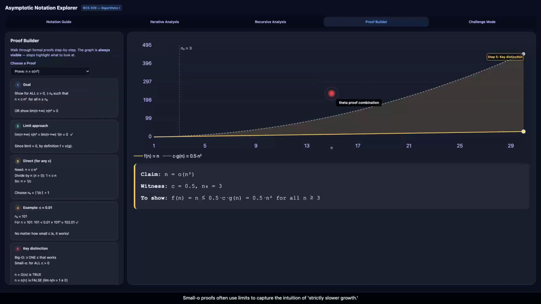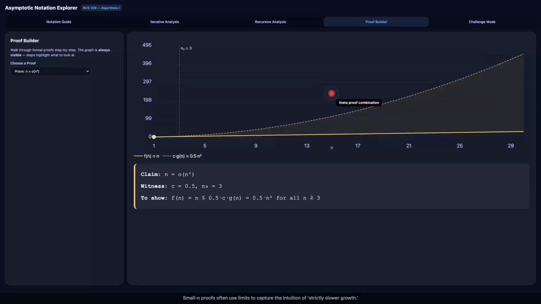Small o proofs often use limits to capture the intuition of strictly slower growth. To prove n equals o of n squared, we compute the limit of n over n squared as n approaches infinity. This limit equals 1 over n, which approaches 0. Since the limit is 0, we've proven that n grows strictly slower than n squared. This limit-based approach is often more elegant than the epsilon-delta definition, especially when dealing with logarithmic or polynomial functions.